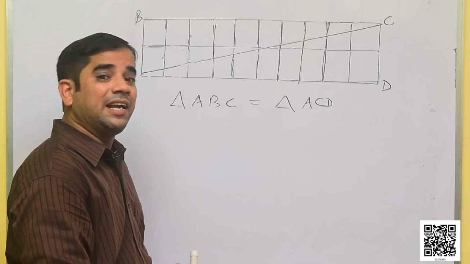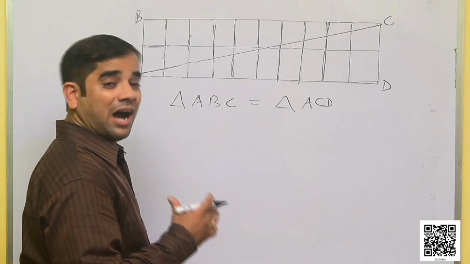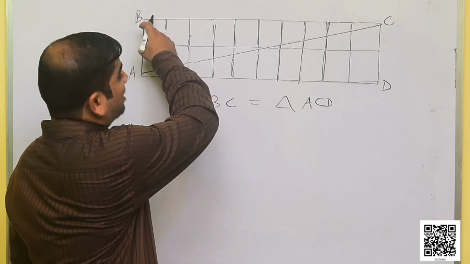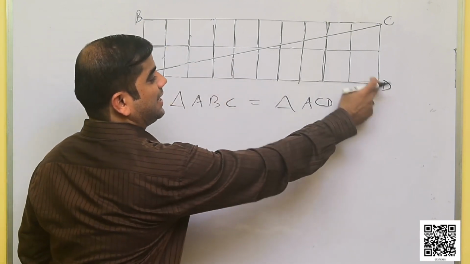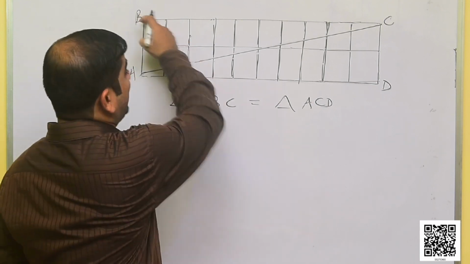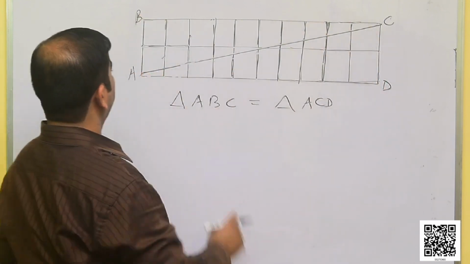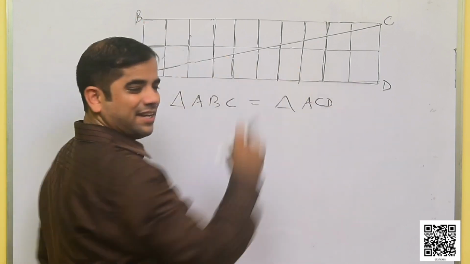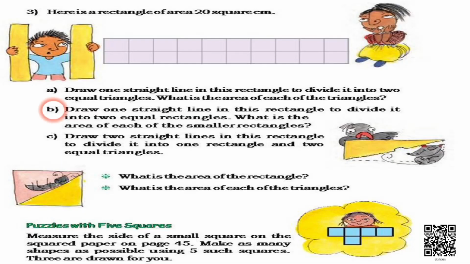It can be done in other way as well. How? If I join the opposite corners B and D, I will have two equal triangles BDC and ABD. Okay? So the other task is we have to draw a straight line, thereby dividing this rectangle into two equal rectangles. Okay?